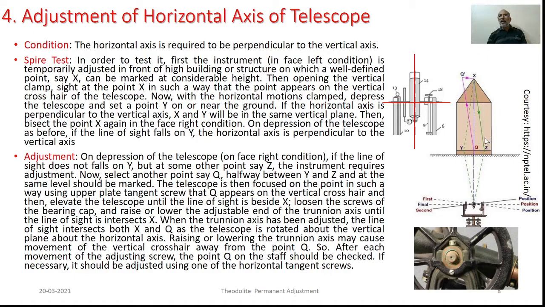So, according to the requirement, as we raise or lower that particular trunnion axis, it is quite probable that the vertical crosshair may get disturbed. So, after each movement of this particular adjusting screw, the location of Q on that particular lower ground level should be checked and needs to be adjusted by making use of the horizontal tangent screw. This particular adjustment is also called the spire test.